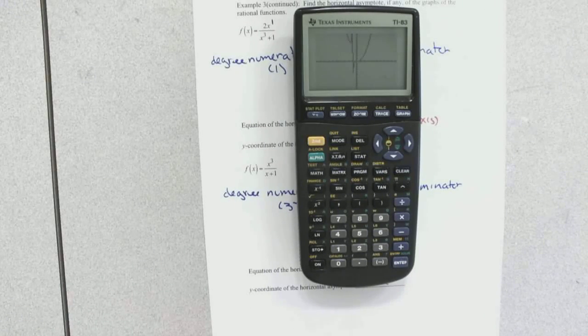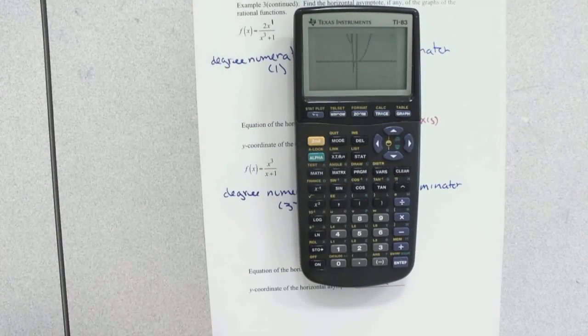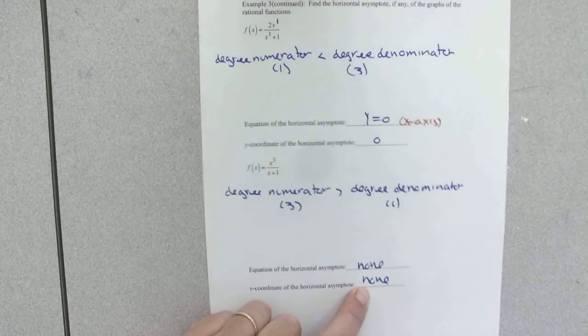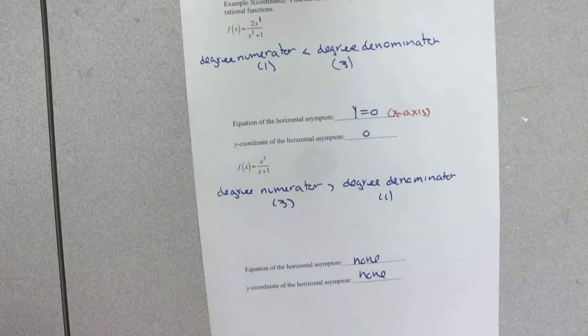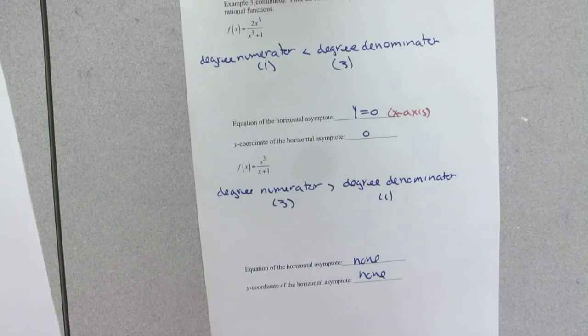We said no horizontal asymptote, which means on the left and right, I shouldn't see any sideways behavior. I got some weird stuff going on in the middle, but horizontal asymptotes aren't about the middle. They're about the left and right. And on the left and right, I don't see any sideways behavior, which corresponds to no asymptote. Okay, moving on.